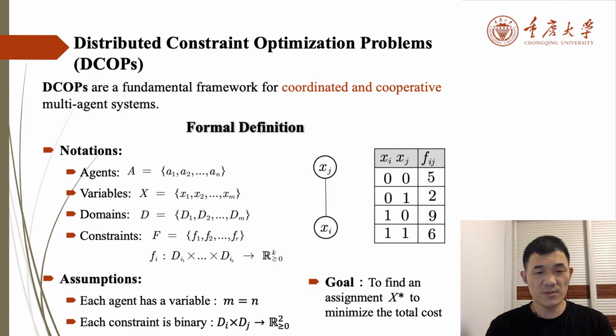DCOPs are a fundamental framework for coordinated and cooperative multi-agent systems. A DCOP can be defined by a tuple, including agents, variables, domains, and constraints. Each constraint defines the cost for the participants. Here, Fij is the constraint between xi and xj. The goal is to find an assignment to minimize the aggregated cost.